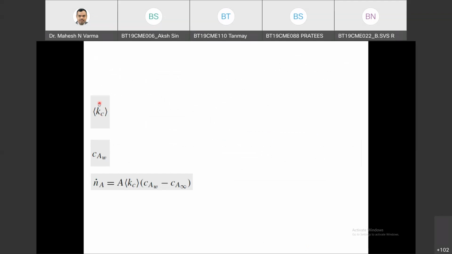You need to get this k_c and then you need to get C_AW, then you can get the rate of mass transfer. What is C_A infinity? C_A infinity is assumed to be almost zero. So how to get C_AW?